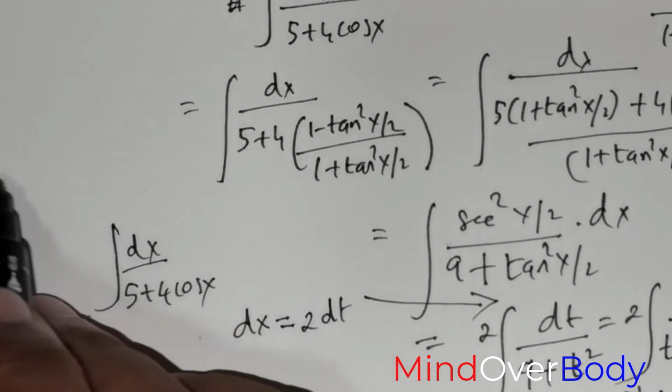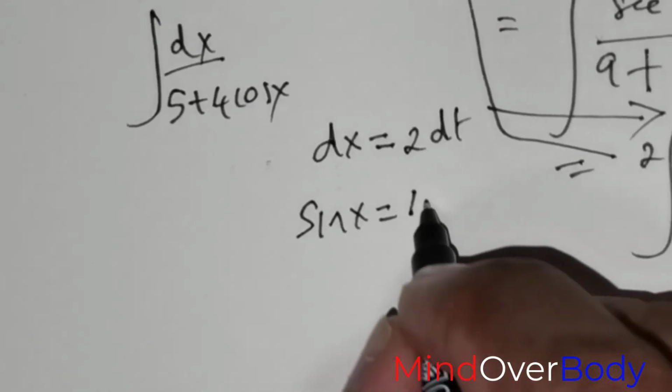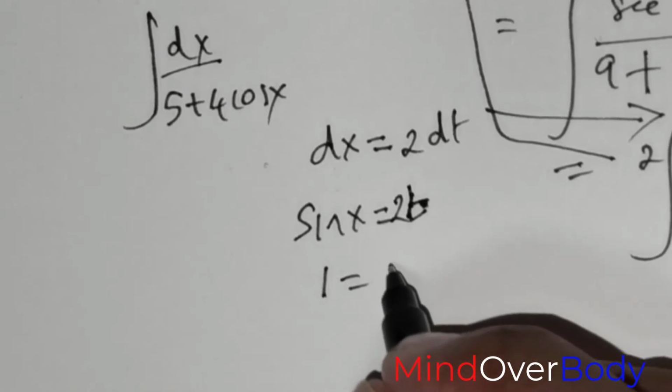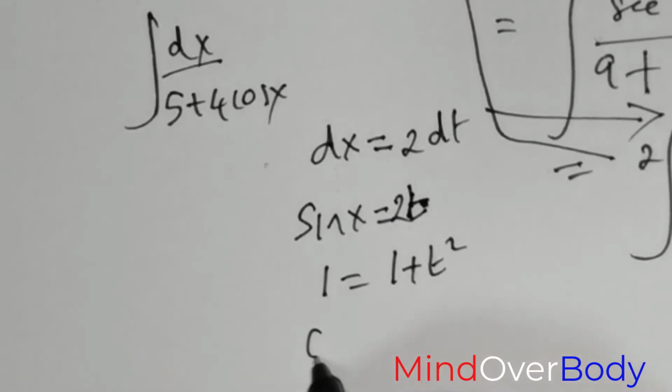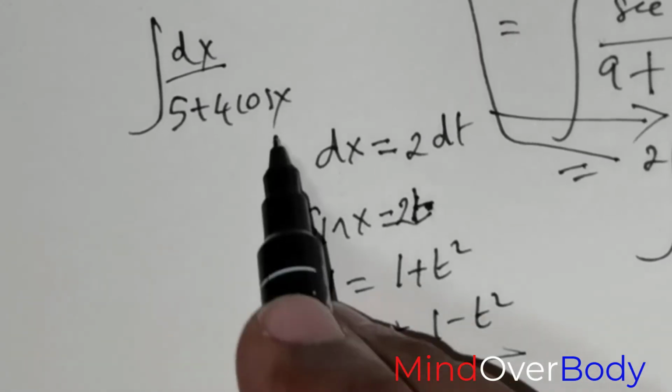This is a shortcut, but this should not be taken as a hard and fast rule. So this is just a shortcut, and shortcuts will always have their own pitfalls. Having mentioned that, I am still bringing it to your observation from an awareness point of view. So having said that, in place of dx we substitute 2 times dt. Suppose you got sin x, we will make the substitution as 2t, and if you got 1, we will make the substitution as 1 plus t squared, and if you got cos x, we will make the substitution as 1 minus t squared. So have this in mind.